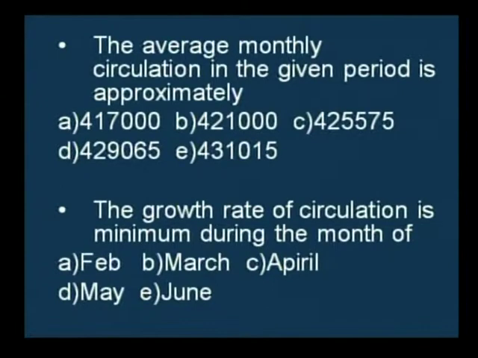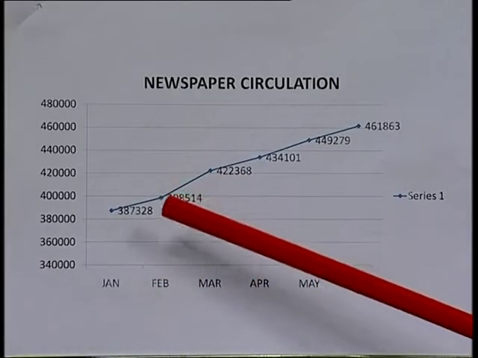You have options here: A is February, B is March, C is April, D is May, E is June. So, how do you go about it? For every month you have to find the growth rate. So, how do you compute the growth rate? Once again, look at the graph. From the graph you are going to get the growth rate.